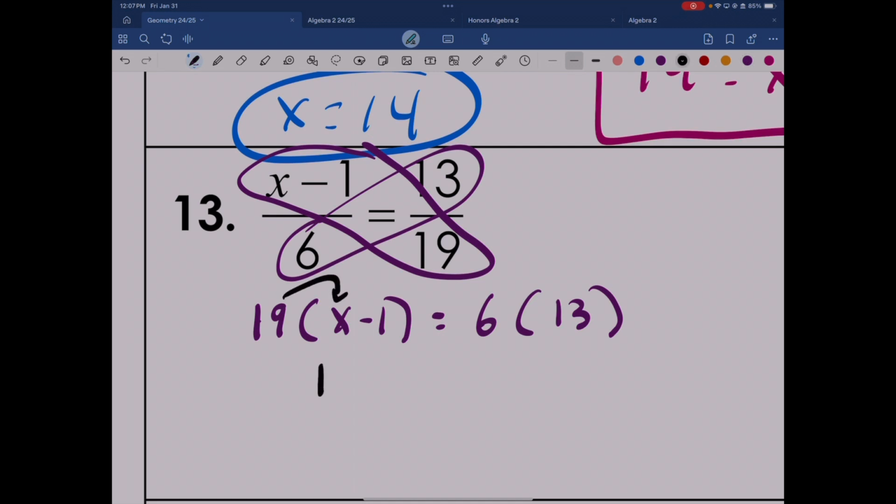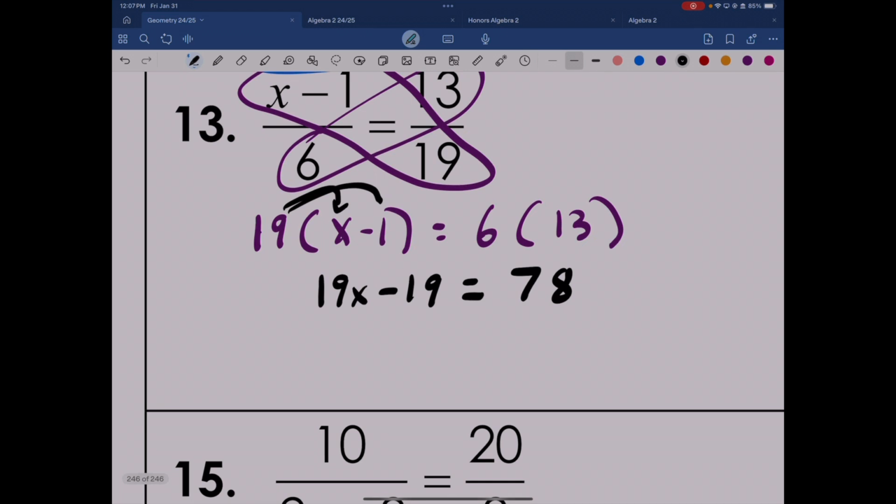19 times x is 19x. 19 times 1 is 19. So we have to distribute that 19 into both the x and the 1. 6 times 13, 78. Okay. Now we have the equation 19x minus 19 equals 78. So we add 19 to both sides.